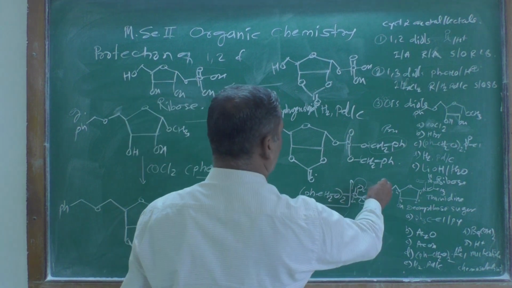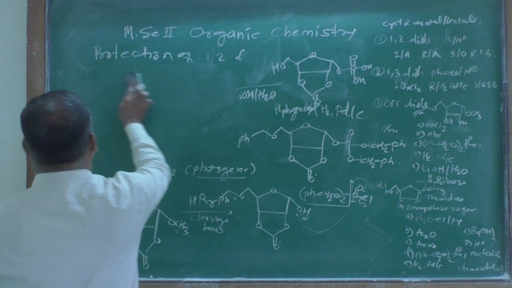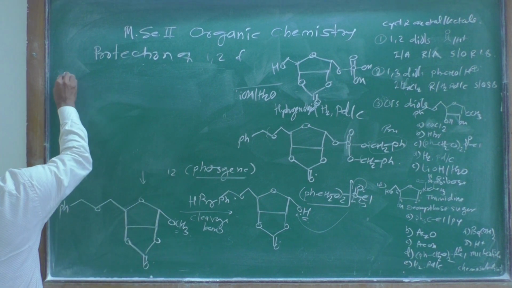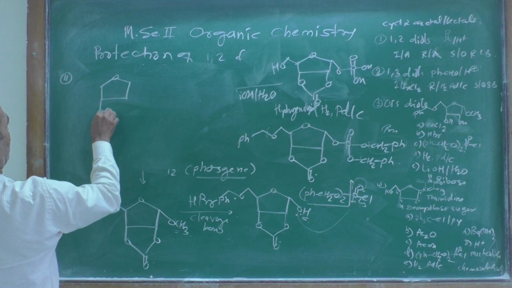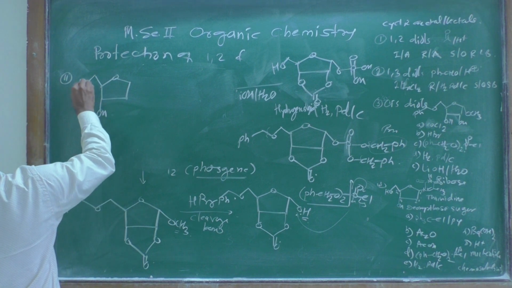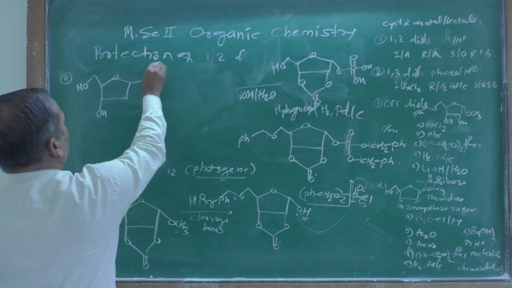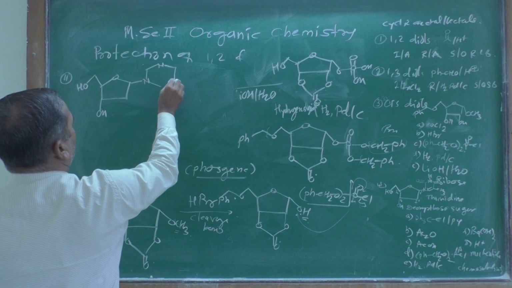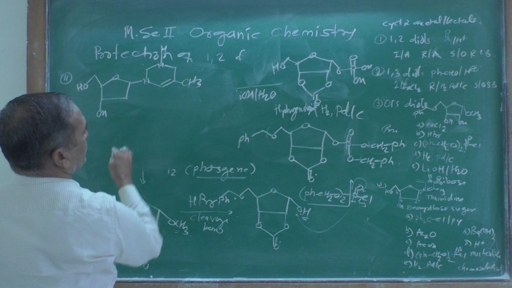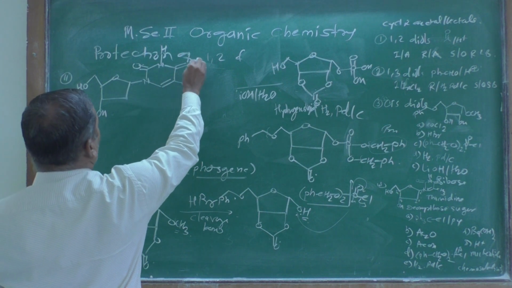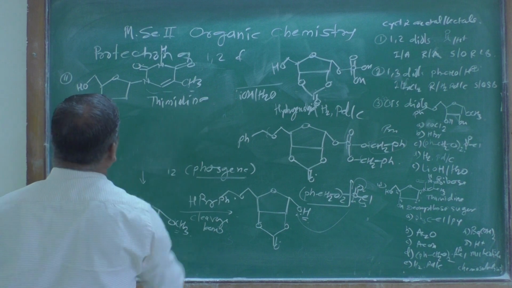Now let us look at the second example, which we are going to learn here. The second example will be this one, that is OH. Then this side, this always OH, and then here is N, then N, there is a double bond, and here a methyl group, here is a hydrogen atom, here double bond O, this double bond O, and this is one of the bases called thymine. This is known as thymidine.